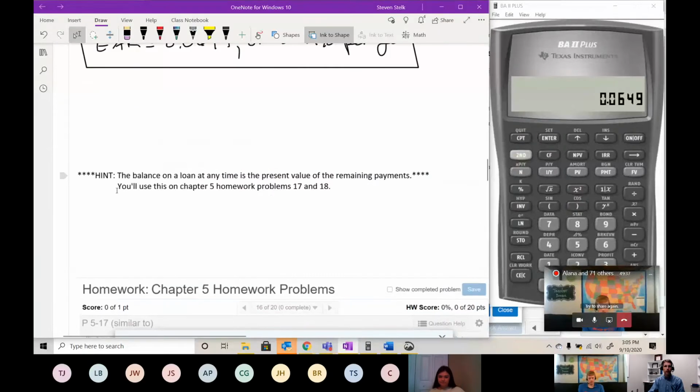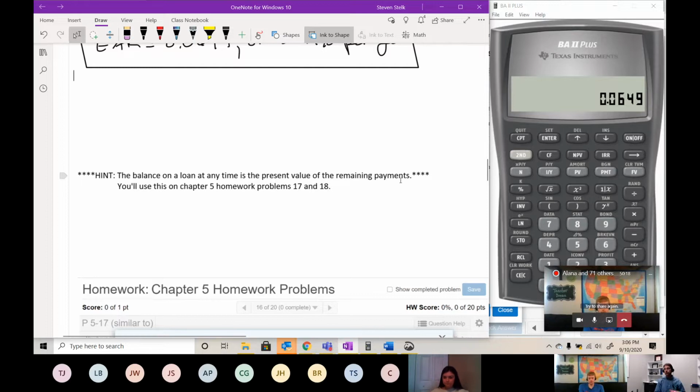There's one hint I want to throw out there because you're going to use it in the chapter 5 homework. You'll be asked to either directly calculate the balance of a loan at a particular time, say you took out a mortgage 5 years ago and need to know how much principal is still outstanding, that is, how much you still owe after you've made a set number of payments. Or it may be an intermediate step on one of the problems. One way to do that is that the balance on a loan at any time is the present value of the remaining payments.